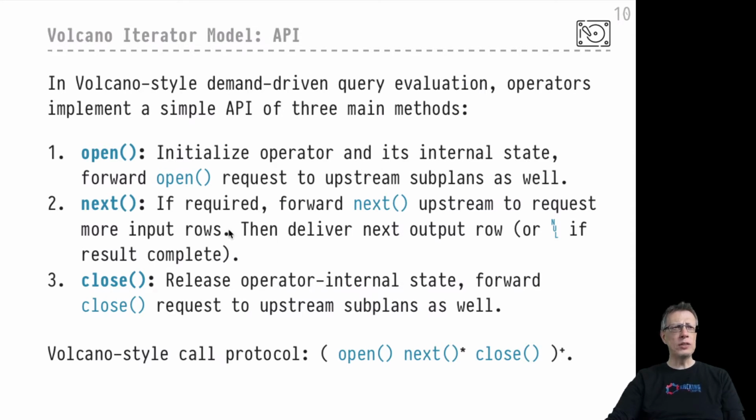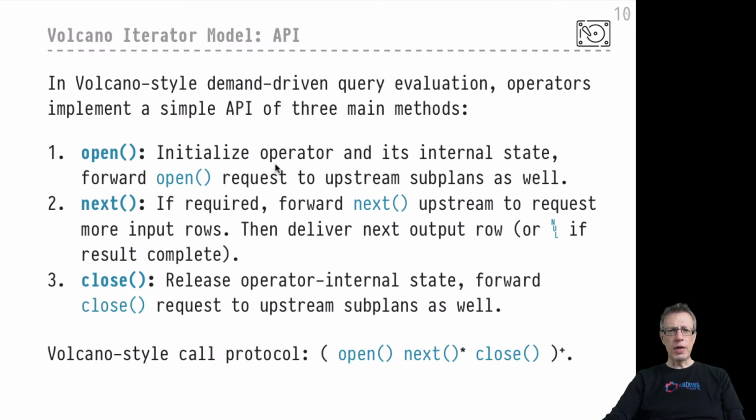The API is really simple. It only consists of three functions that have to be implemented by each of these operators: the open, next, and close function call. In open, every operator will be requested to initialize itself, to set up its internal data structures, if there are any, and to prepare for the subsequent evaluation. It will then forward this open request to all of its upstream subplans.